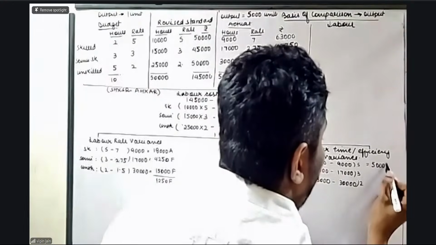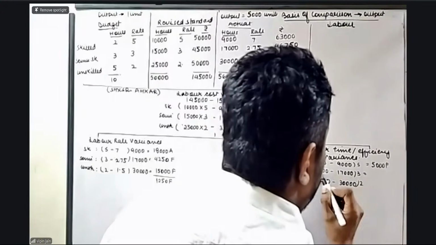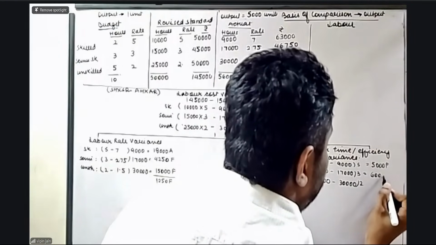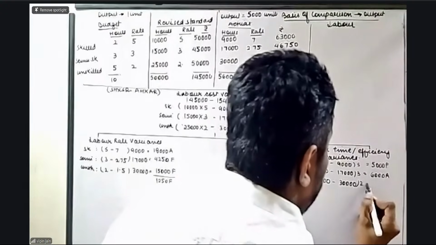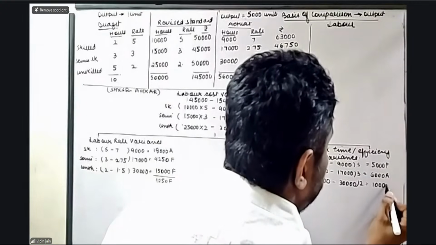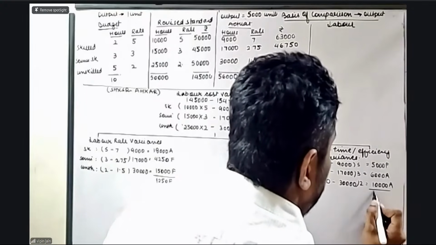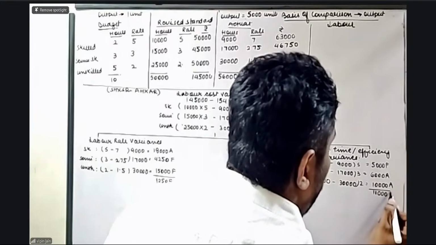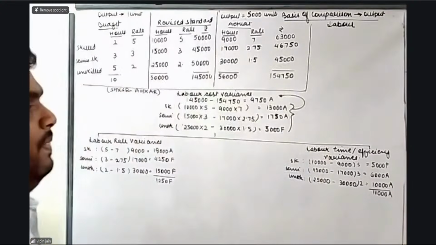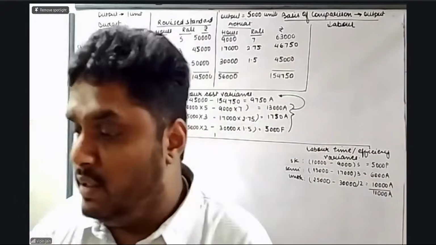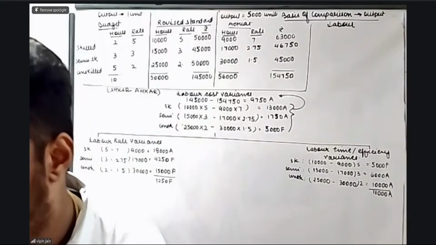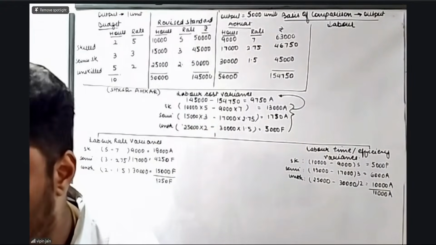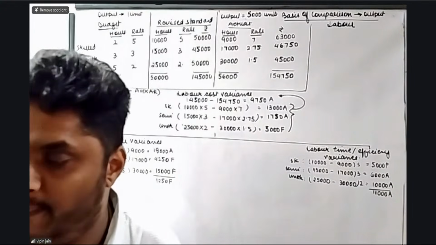So this will be 5,000 favorable. This will be 6,000 adverse. And this will be 10,000 adverse. So this is all about labor time or efficiency variance. I hope this part is clear to all.